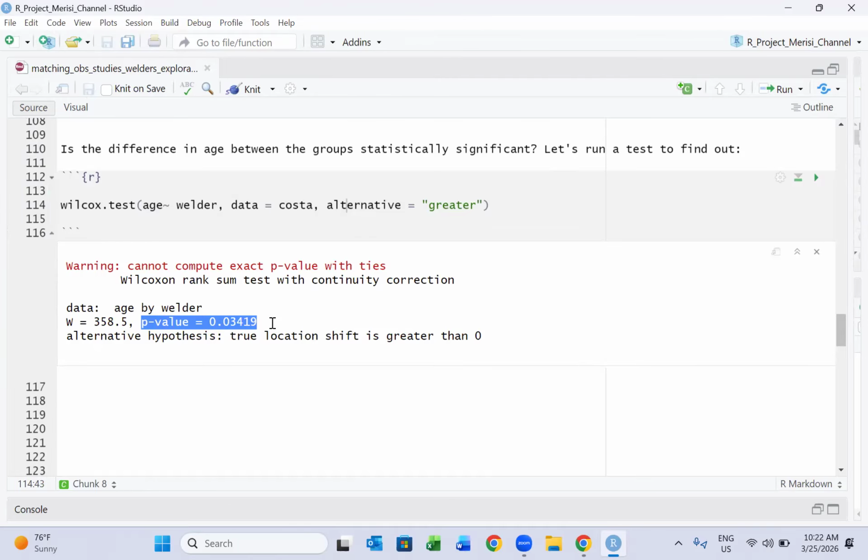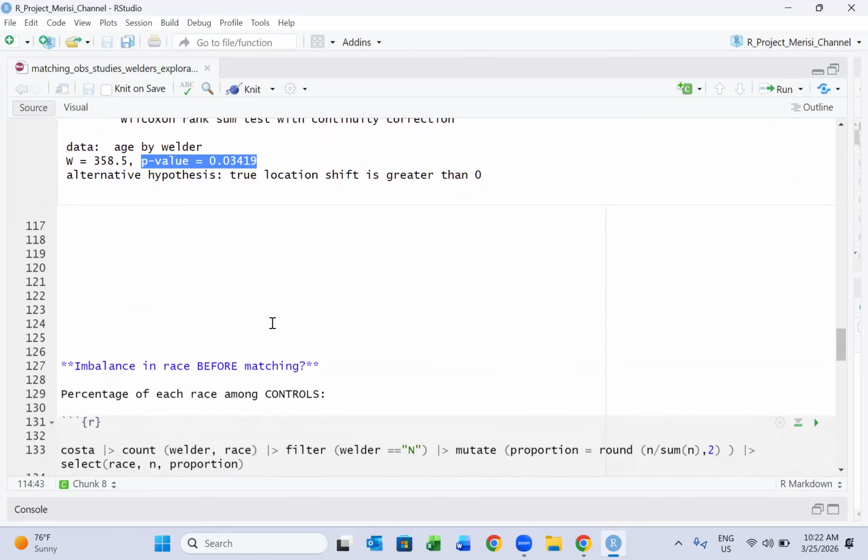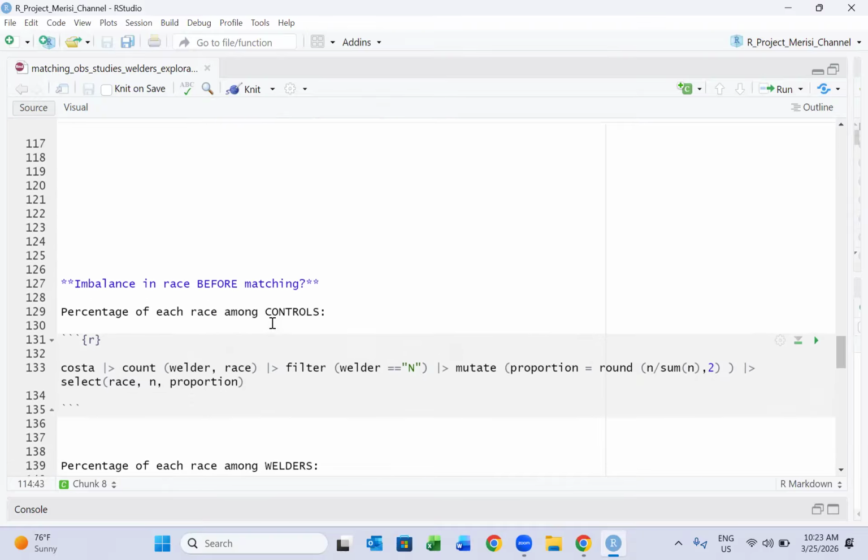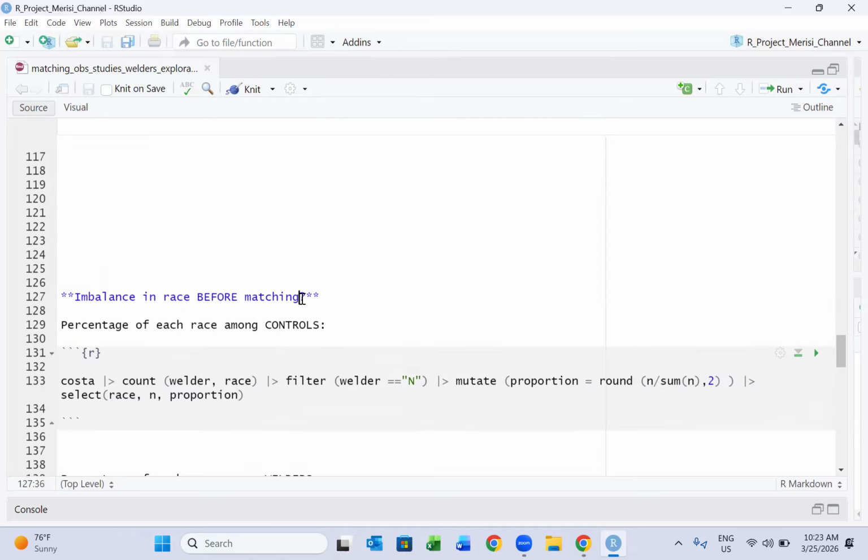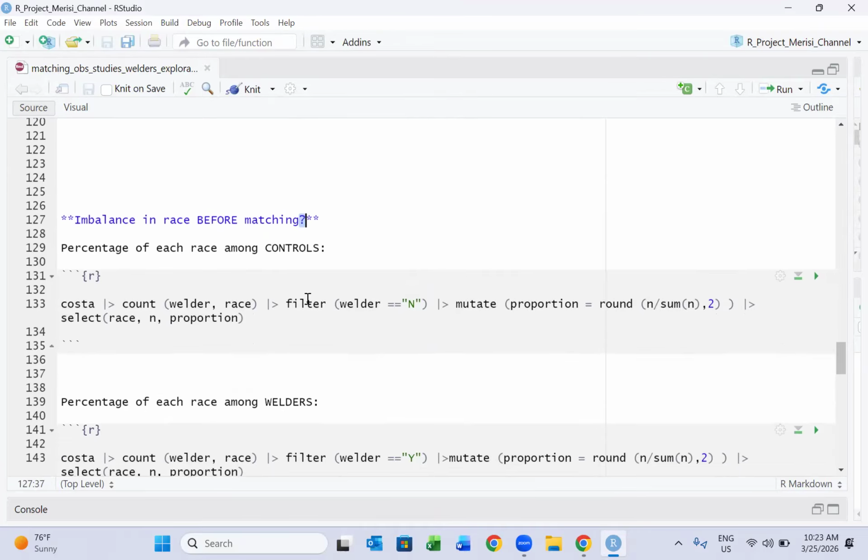Let's move on to the second covariate, which is race, okay? And again, we're going to do two steps, exploratory statistics, then the test, okay? Here again, it's a kind of question mark. We don't know. Is there an imbalance in race before matching? All right. So for the exploratory statistics, this is what I did.